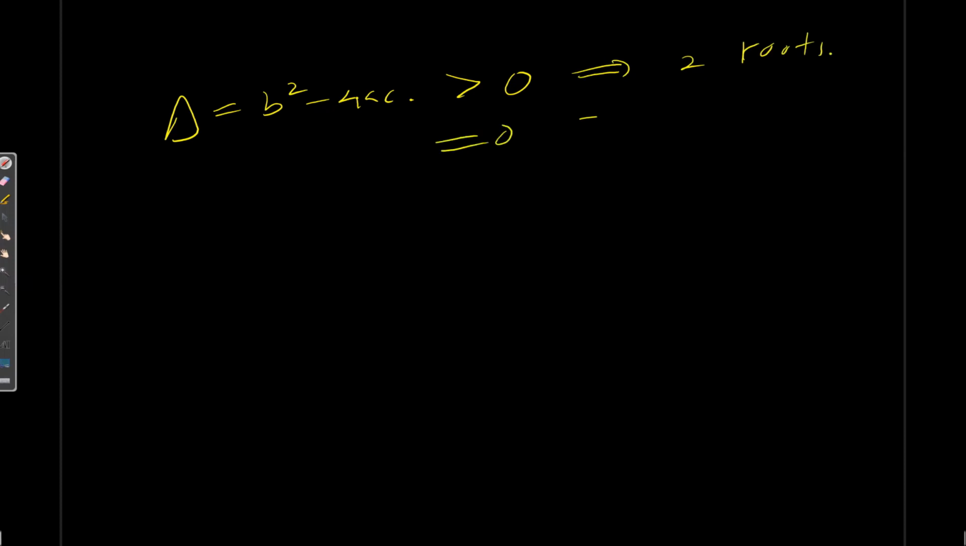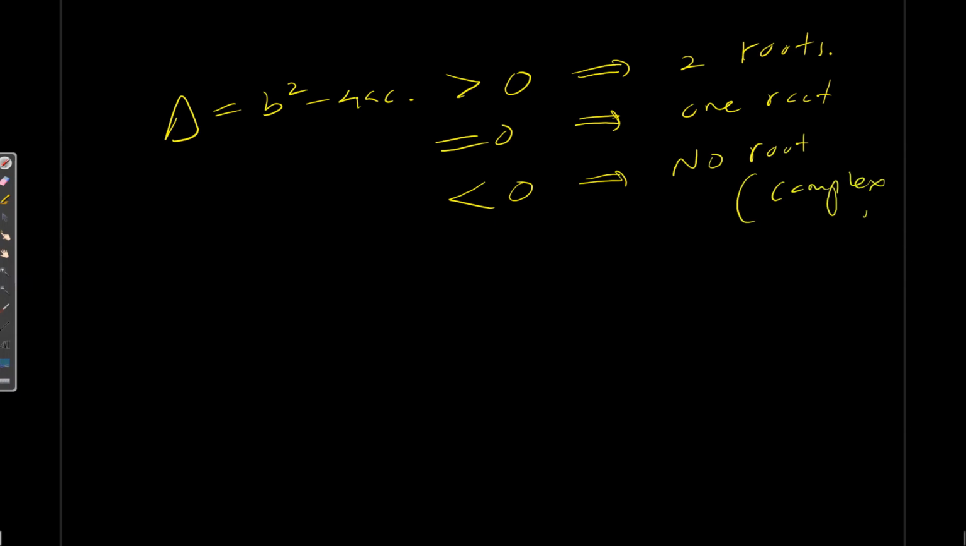Okay, discriminant b squared minus 4ac. Now if the discriminant is positive, and this is the theory behind the discriminant, we will have two roots. If it is 0, we will have one root. If it is less than 0, we have no real root, or in this case, complex numbers will appear, complex roots. Now let's see why, using an example.